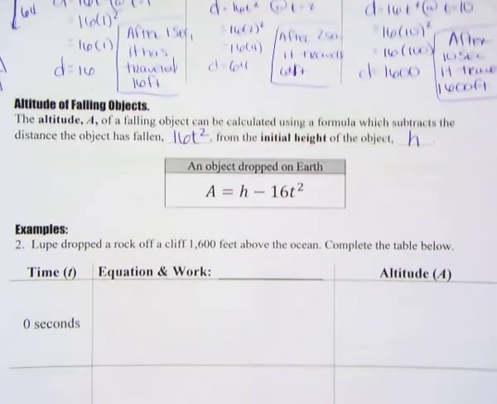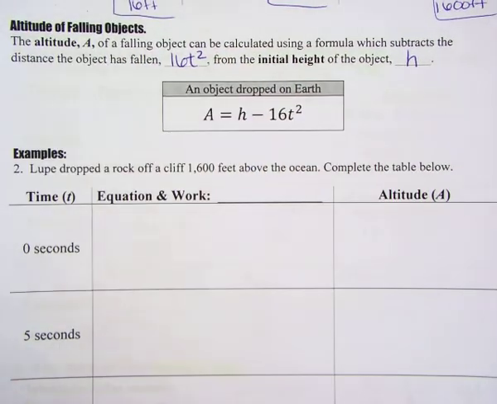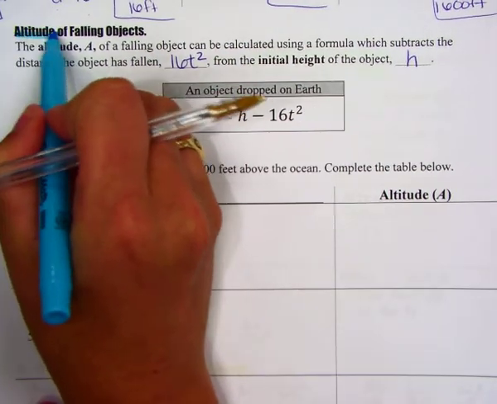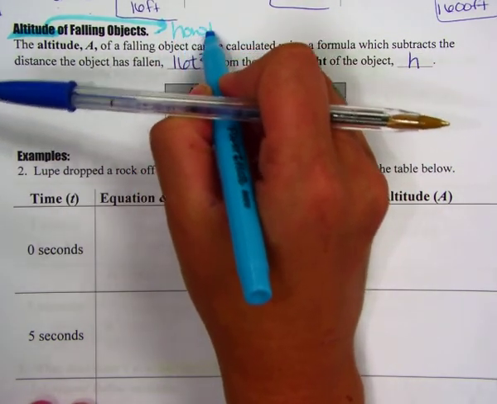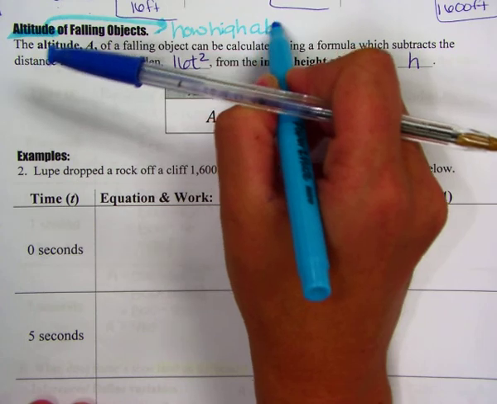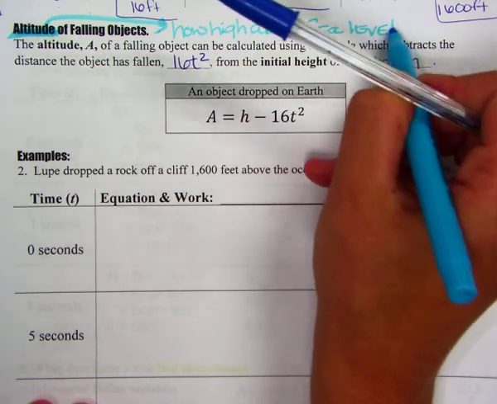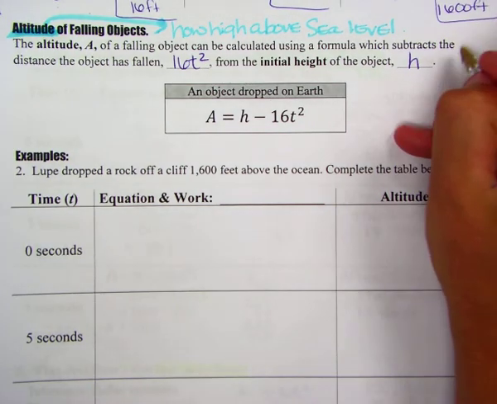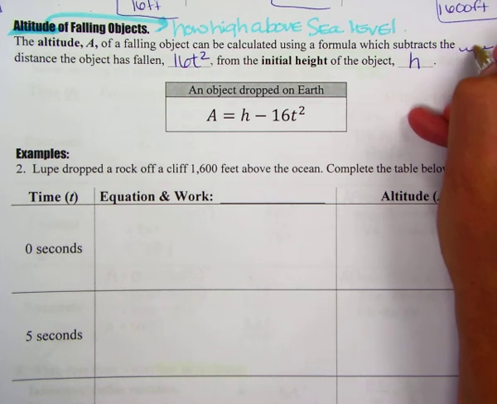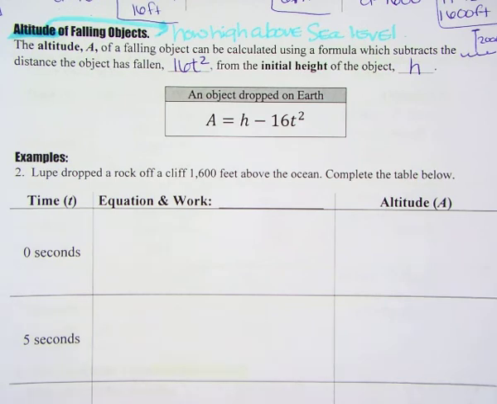Now let's talk about the altitude of an object. A quick definition: the altitude is how high above sea level an object is. If something is 200 feet above sea level, then if this is the ocean, it's 200 feet up. That would be an altitude.